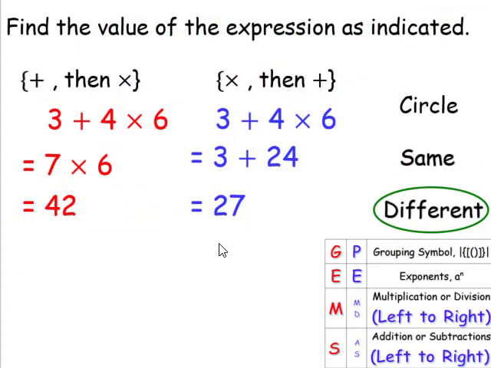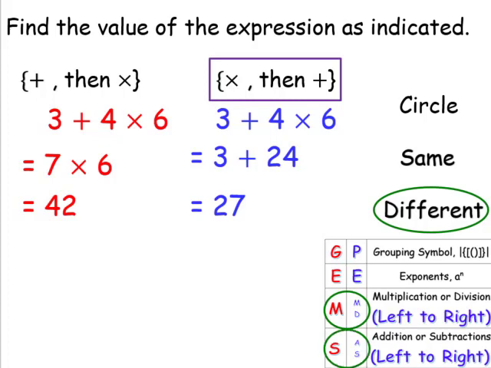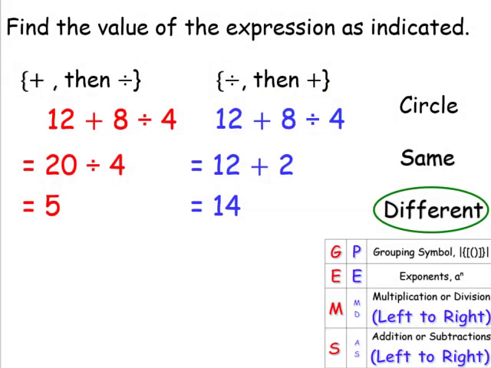So let's go back and see which one is actually correct. If you said multiplication, then addition, you are correct. We multiply 4 times 6, and then we add 3. Let's take a look at this example. Which one's correct? Do we add before we divide, or do we divide before we add? If you said division, then addition, you are correct. We're going to divide 8 divided by 4, and then add 12.